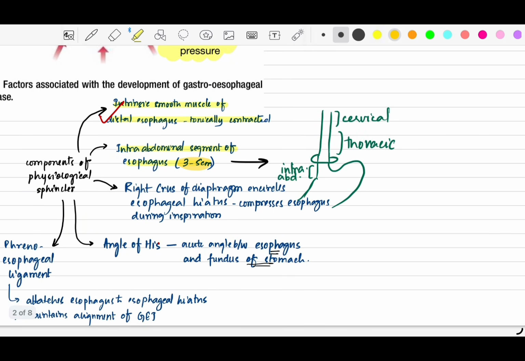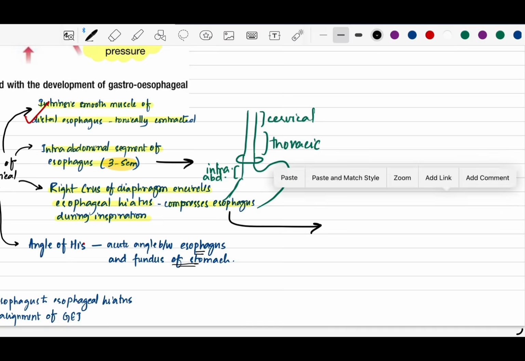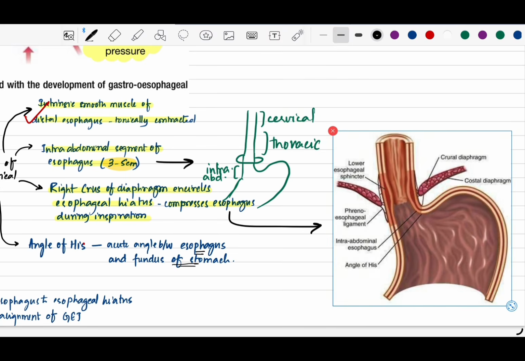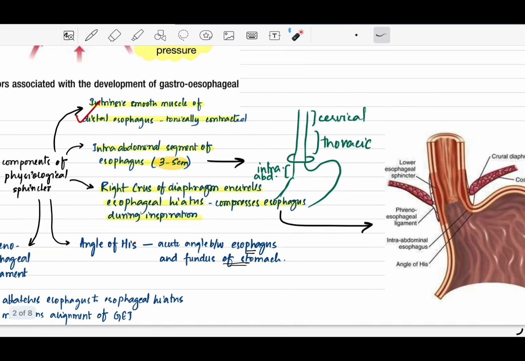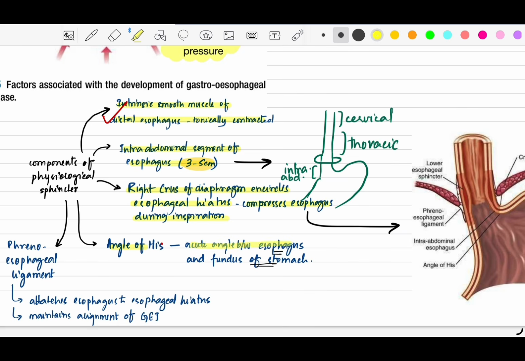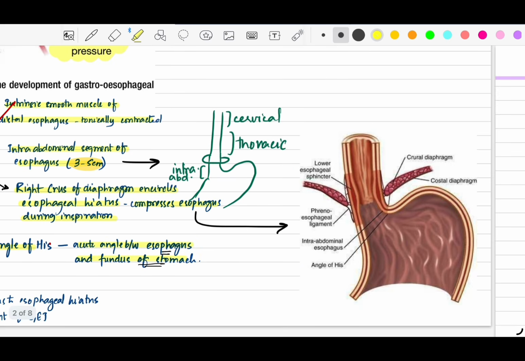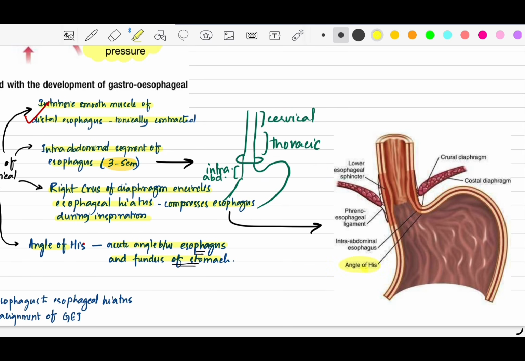Then we have the right crus of the diaphragm that encircles the hiatus and compresses the esophagus during inspiration. Let's understand it through a picture. We can see here in the picture that the two crura of the diaphragm, the right and the left, are pinching on the esophagus, and this is also going to compress the lower esophageal sphincter. Then we have the angle of His, which is an acute angle between the esophagus and the fundus of the stomach. We can see the angle of His here in the picture as well.